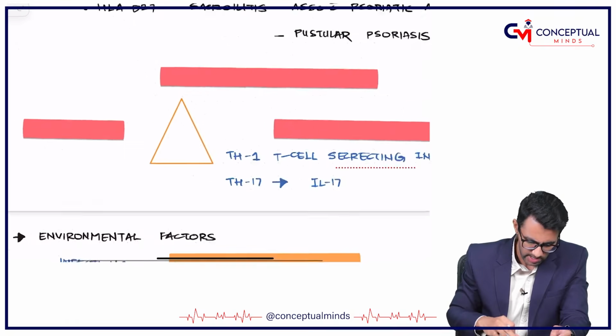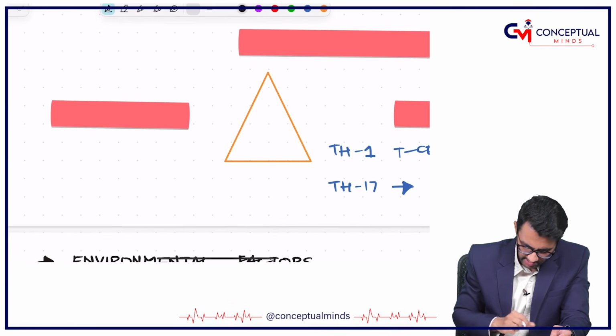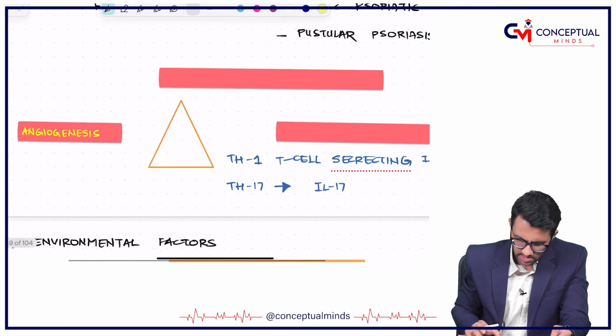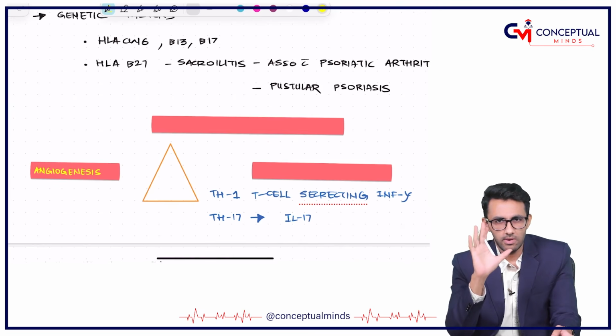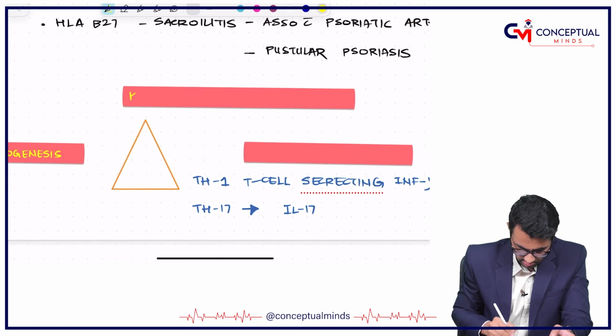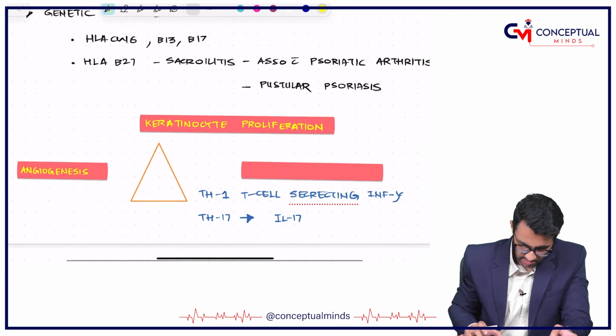One of it is angiogenesis. Let's just write it down. What is angiogenesis, guys? This is just the forming of new blood vessels. That is angiogenesis. The next one is keratinocyte proliferation.